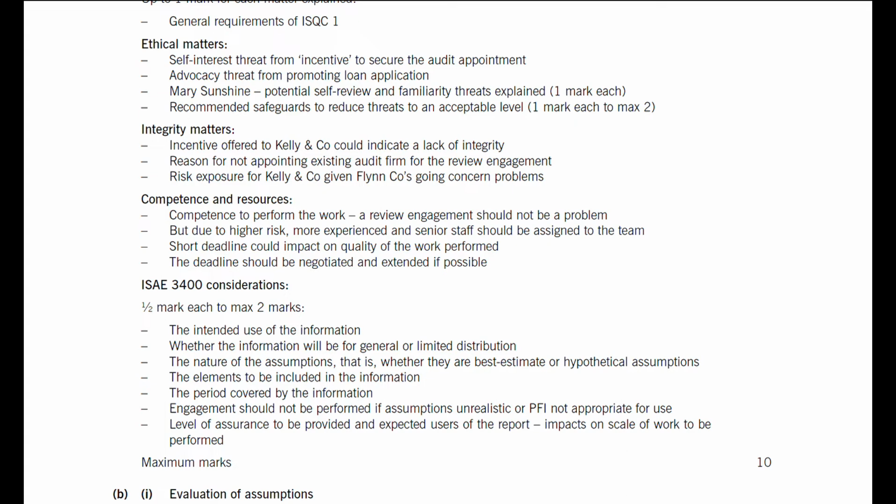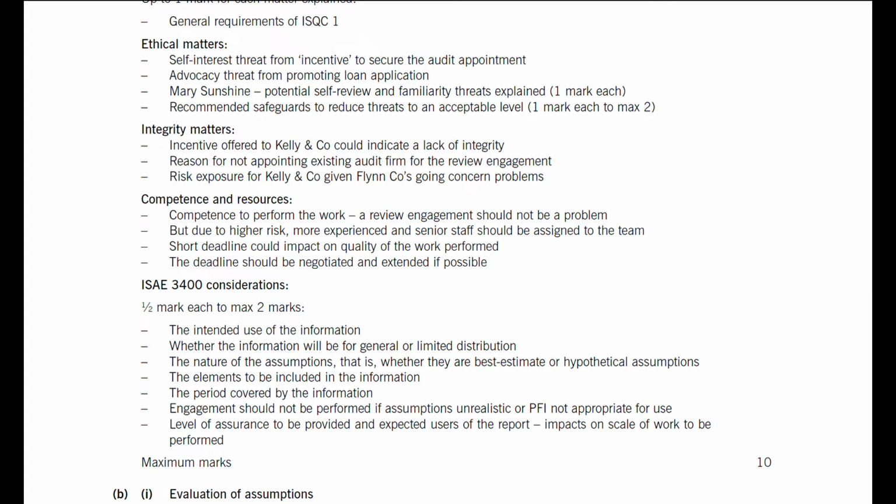Integrity matters. Incentive offer to Calico could indicate a lack of integrity. Reason for not appointing the existing audit firm for the review engagement. Risk exposure for Calico given Flynn Co.'s going concern problems.